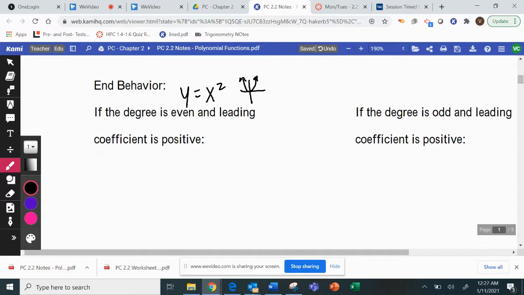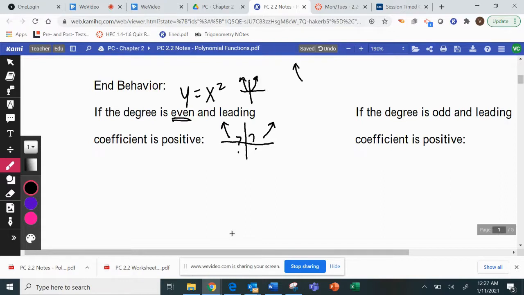But this is going to be for any even degree. This is not just squared. So what's happening in the center, we're not 100% sure. But what we do know is for every single even graph that has a positive coefficient, the very ends of it will be opening up. This will happen every single time. So what's happening in the middle? I don't know. Some question marks going on in the middle.